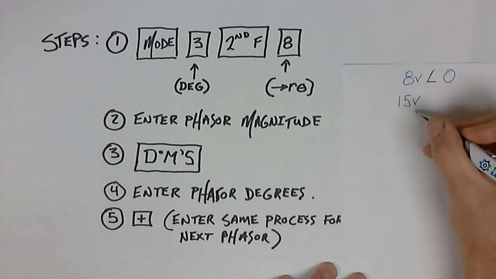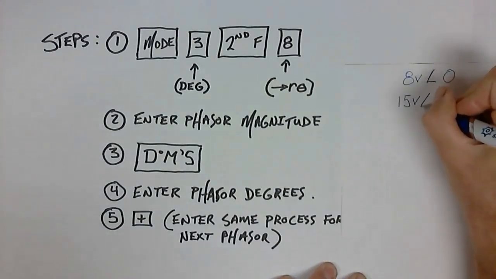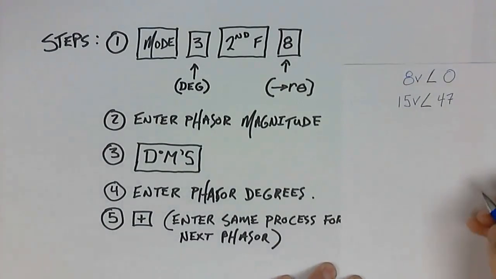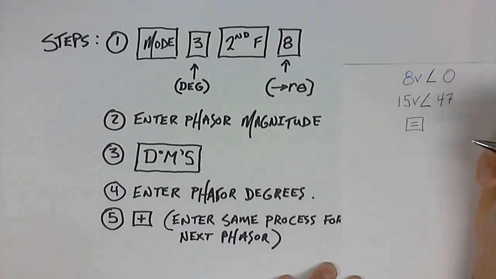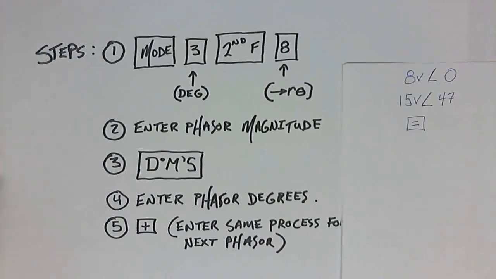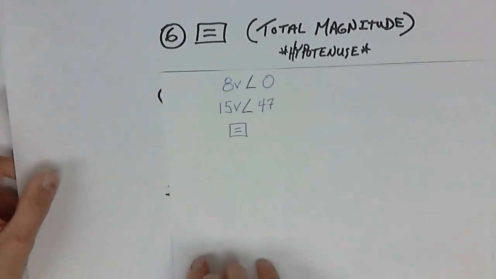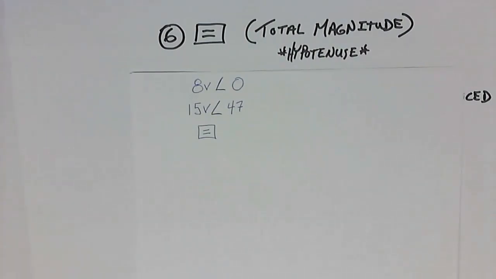So I enter in 15, DMS, which gives me the angle thing, and then I enter in 47. At this point, I'm now going to press the equals button because I want to get the sum of these two values. Once I press this, it's going to show me the total magnitude of our hypotenuse. So 15 and 47.